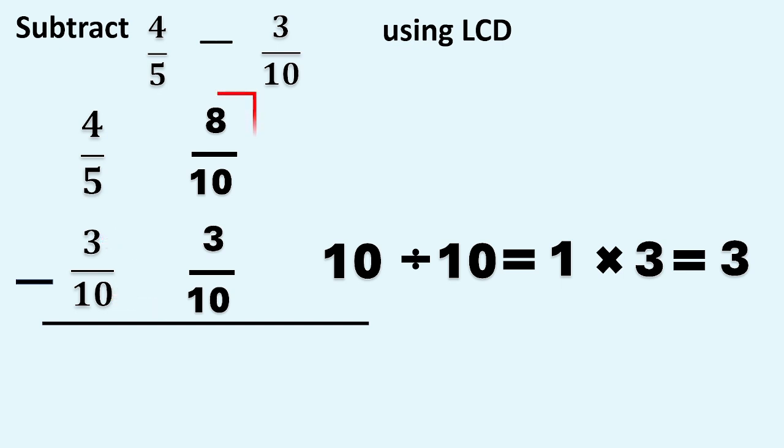Now, subtract 8 minus 3. 8 minus 3 equals 5. Then copy the denominator 10. So the answer is 5/10 or 1/2.